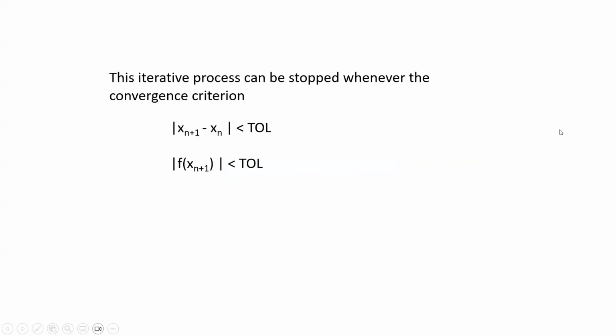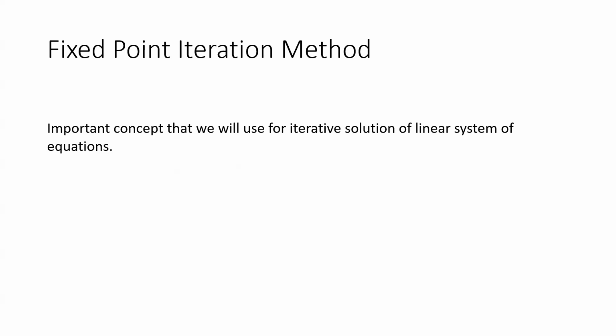This iterative process can be stopped when either of the following conditions is met. Once the change between successive iterations is smaller than a tolerance defined by the user, or once the residual, meaning the absolute value of the function at that point, is smaller than the tolerance. These are the two criteria to stop the iterations. The fixed point iteration method is a key idea we will use to solve linear systems of equations iteratively, and we will discuss it in the next chapters.